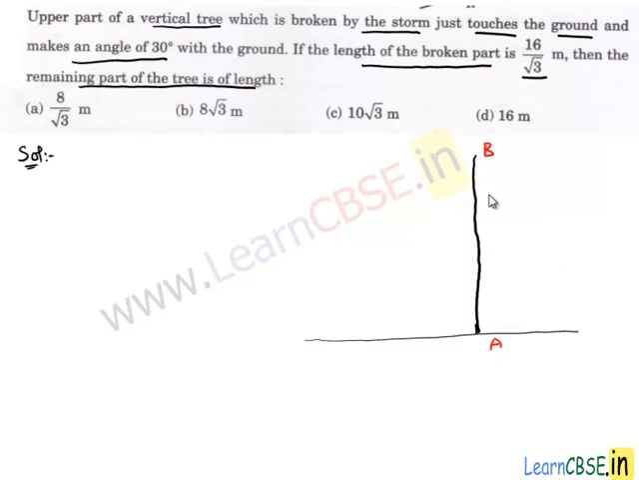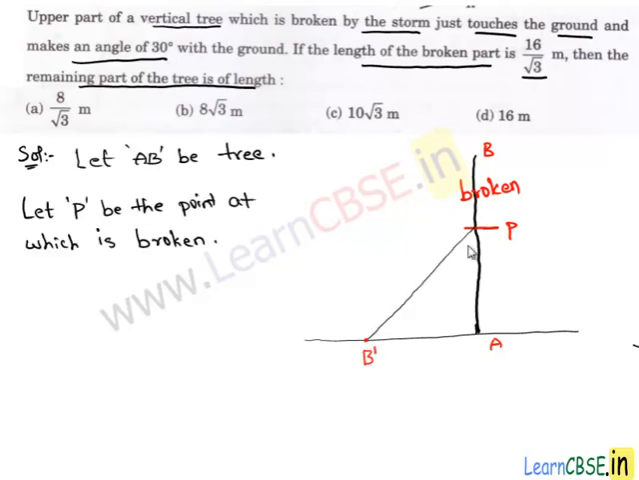Here we have a tree AB with top B. Let the tree be broken at point P by the storm, and the upper part touches the ground at B dash, and we are given the angle made by the broken tree is 60 degrees. And we are given the angle made by the broken part with the ground is 30 degrees. Then we have the angle PB dash A is 30 degrees.